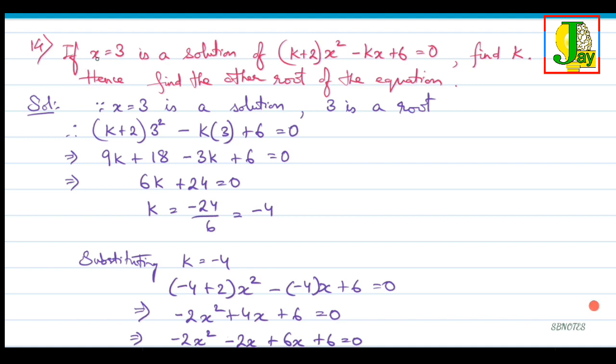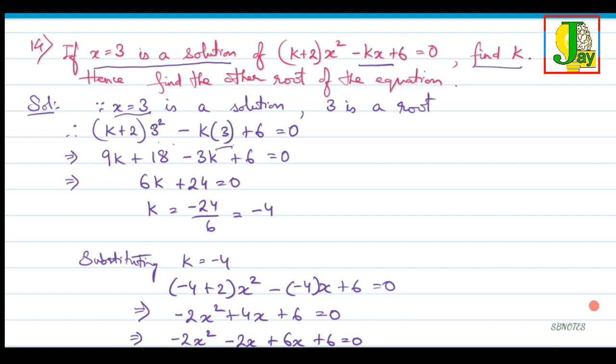In this question we have x equals 3 as a solution. One of the solutions we already have, x equals 3. Now we use it to find the value of k. We have already learned in the explanation part that when we have the roots, in place of x we can put those values, like x equals 3. So we have k plus 2 x square minus k into 3 plus 6 equals 0.